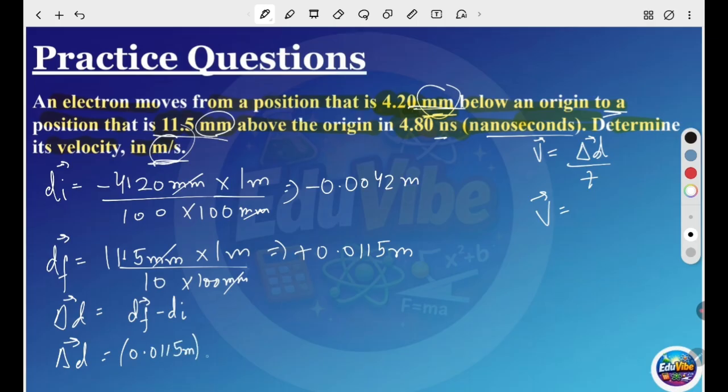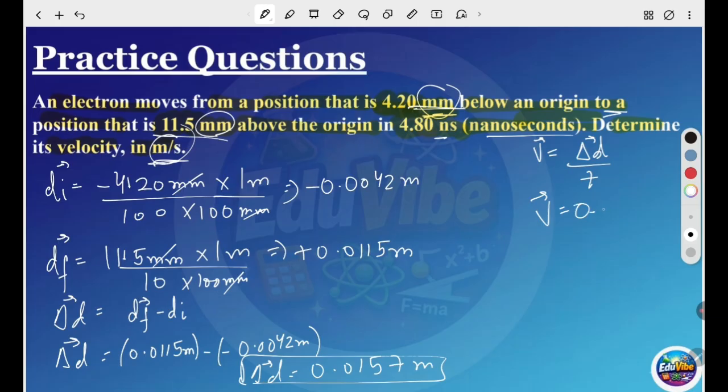0.0115 meters minus, and again minus, 0.0042 meters, we get about 0.0157 meters. So this is our delta D, which we put over there, which is 0.0157 meters.